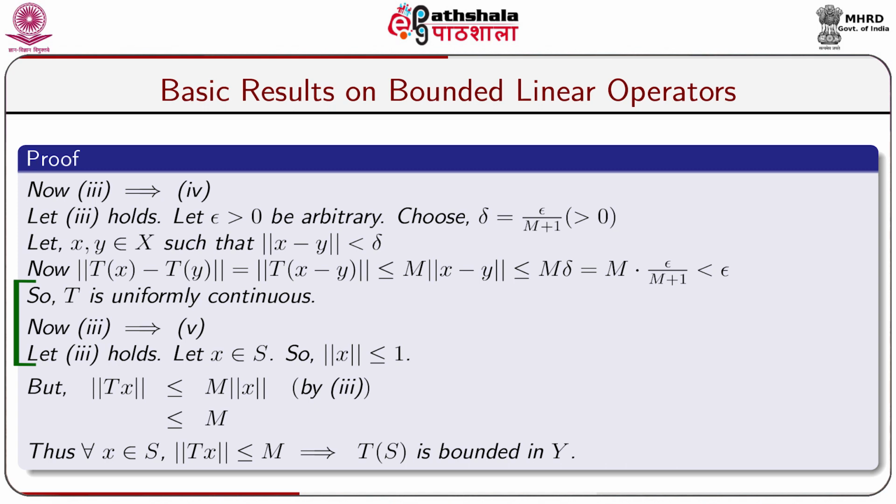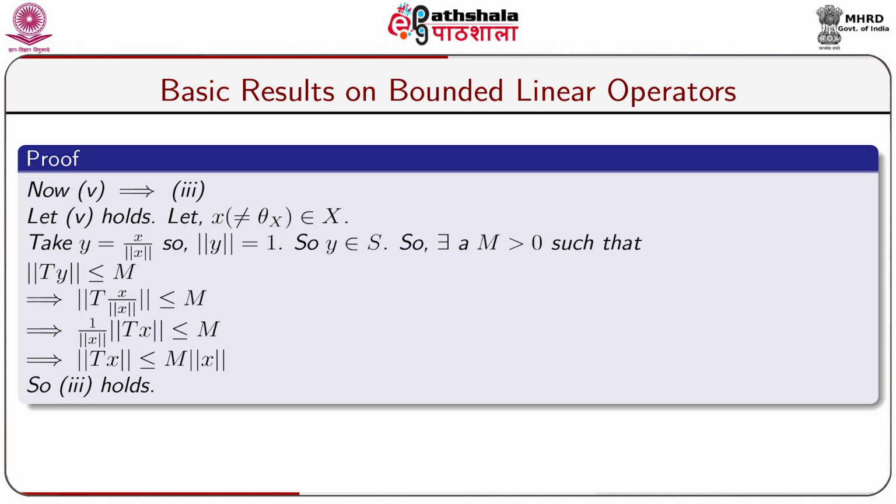Now 3 implies 5. Let 3 hold. Let x belonging to X such that norm of x is less than or equal to 1. By 3, norm of Tx is less than or equal to M into norm of x, which is less than or equal to M. Thus, for all x belonging to S, norm of Tx is less than or equal to M, which implies T of S is bounded in Y.